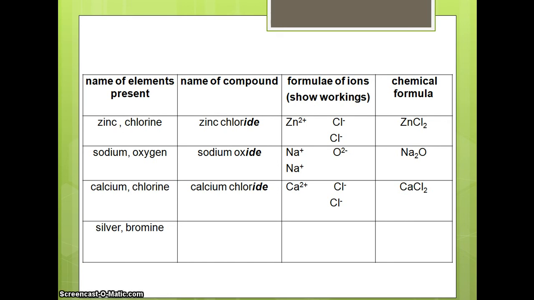Next, we have your silver and your bromine, and they form the ionic compound silver bromide. The ions that are present are your silver ion Ag+ and your bromide ion Br-. After balancing the charges, we have the chemical formula for silver bromide, AgBr.